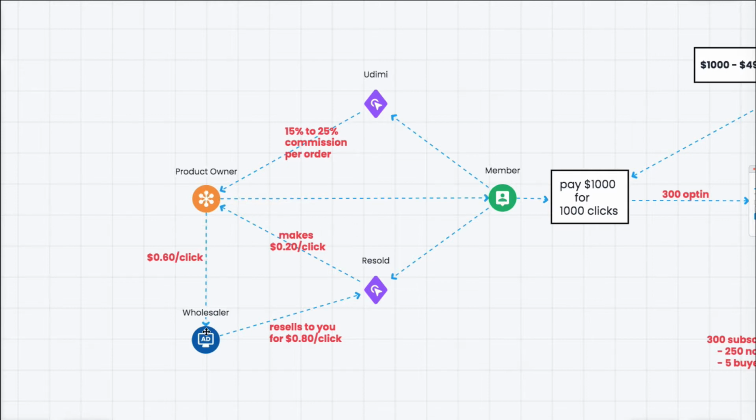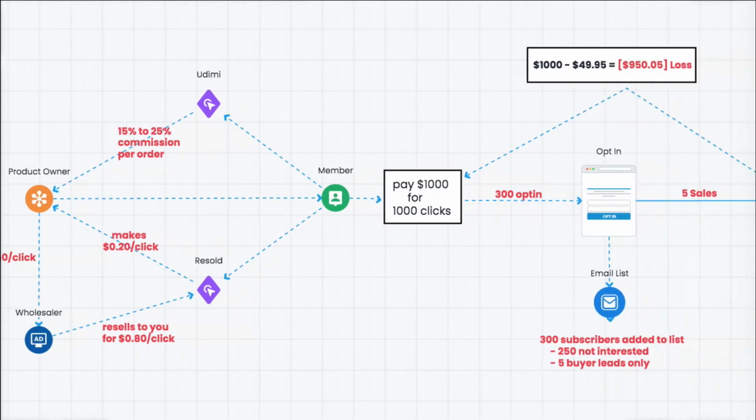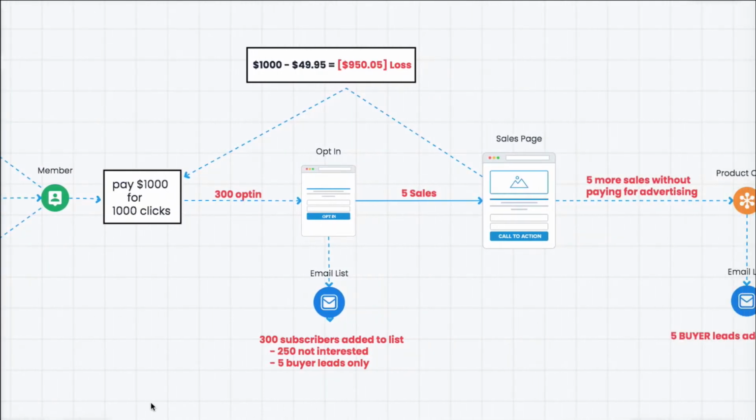Or the member may have gone to a solo ad wholesaler, bought a whole bunch of solo ads, say for 60 cents a click, and then resells them to you for 80 cents a click. So he's making 20 cents a click profit on each package you buy, okay, like each click that you buy. So if you see what's happening here, he's making loads of money off of you before you've even made any sales, okay? He's making commissions left, right, and center, hundreds and hundreds of dollars. Now let's go further down the line.